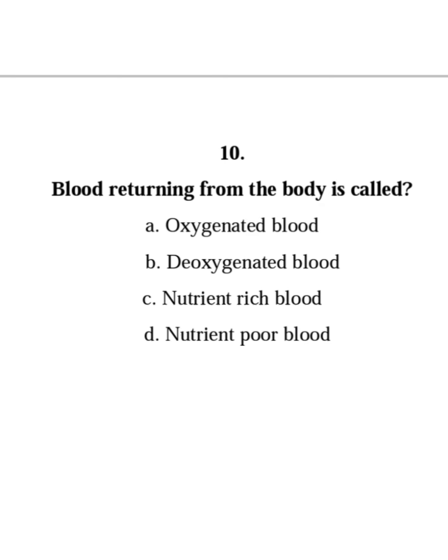Number 10. Blood returning from the body is called oxygenated blood, deoxygenated blood, nutrient-rich blood, nutrient-poor blood. The correct answer is B. So the blood that returns from the body is called deoxygenated blood.